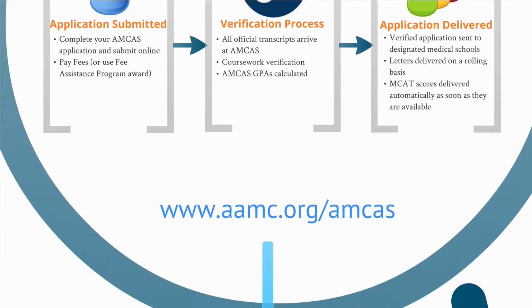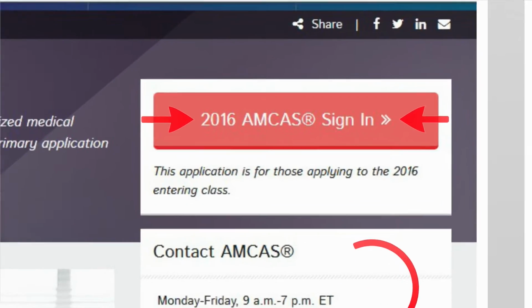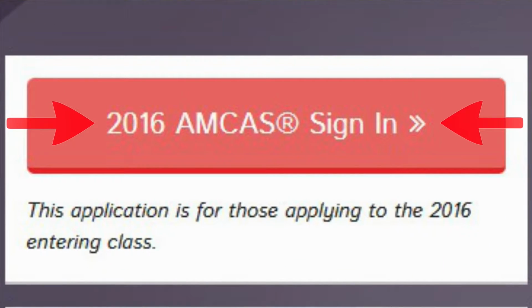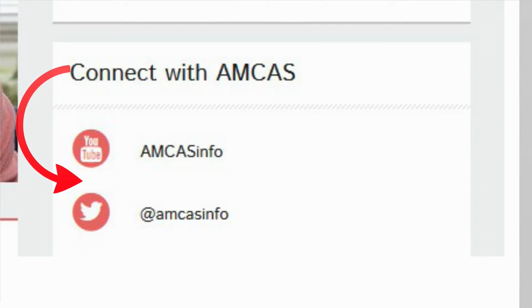For all of the information you could ever want about AMCAS, you can visit our website at aamc.org/AMCAS. You can find the sign-in link for the AMCAS application in the upper right of the page. On the AMCAS homepage, you can also find the quick links to the AAMC Services Contact Center, where you can speak to a representative directly regarding your application. Also, there are quick links to the AMCAS social media pages where you can get answers to your application questions.